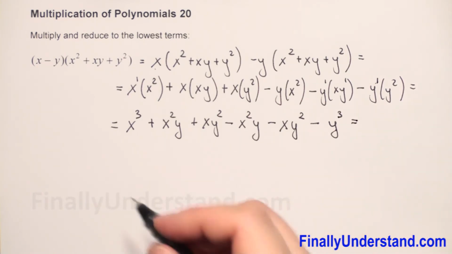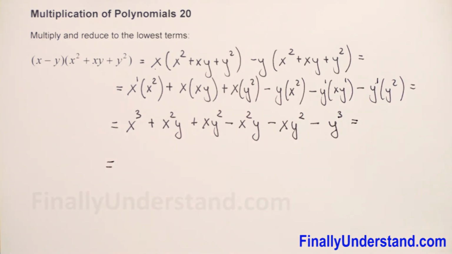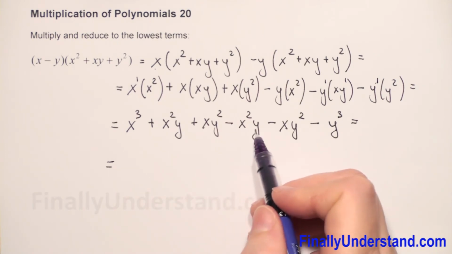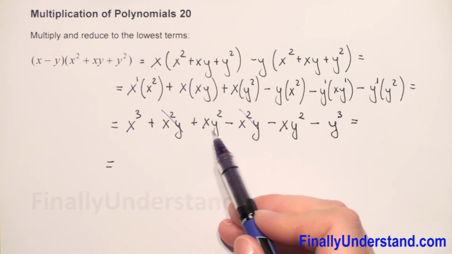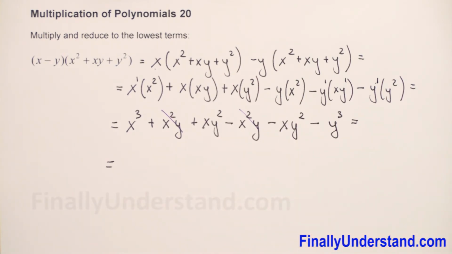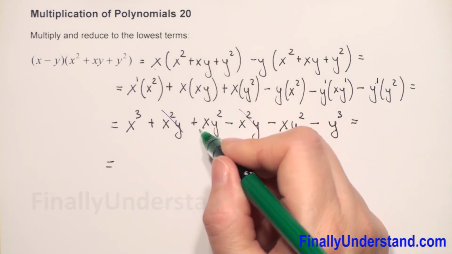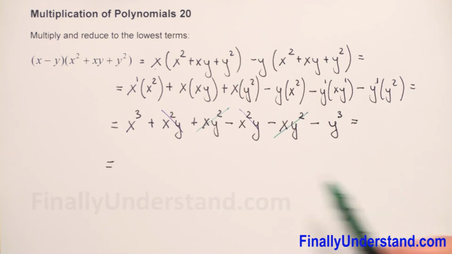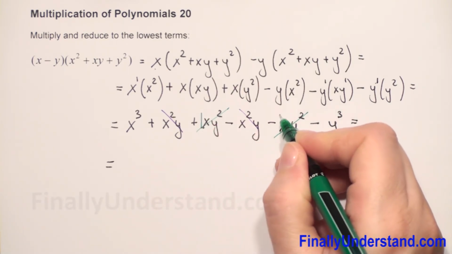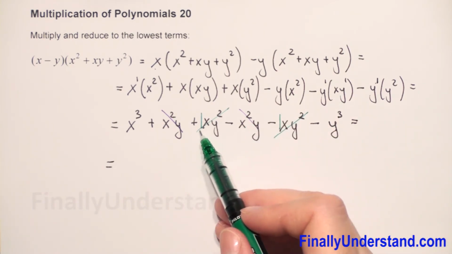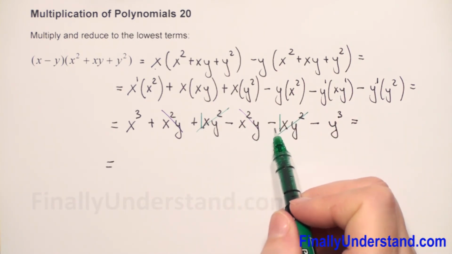So this is equal. Now we have to combine the like terms. We have x squared y and negative x squared y, so we can cancel out this whole expression, and we have xy squared and negative xy squared, so we can cancel out this term also. This gives me 0 because the coefficient is an invisible 1, so we just have to add the coefficients, 1 plus negative 1 is 0.